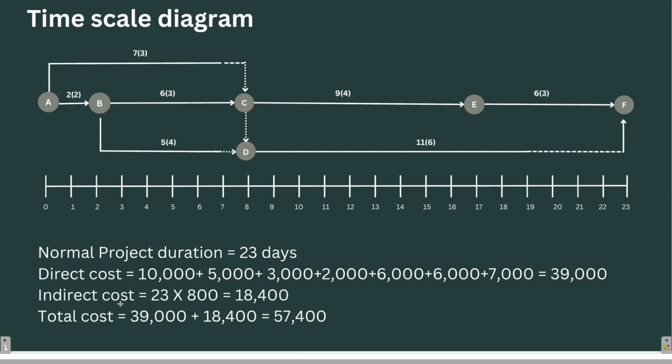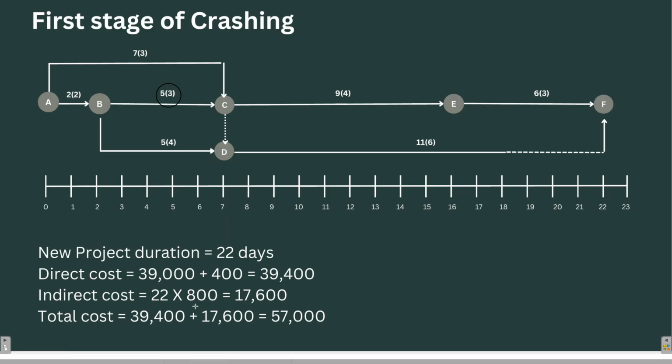Now, what about the indirect cost? Indirect cost is also already given in the question: indirect cost is 800 rupees for each day. For 23 days, it will be 23 into 800. That will be, sorry, 18,400. So what is the total cost of the project? Total cost of the project will be 39,000 plus 18,400. That will be 57,400.